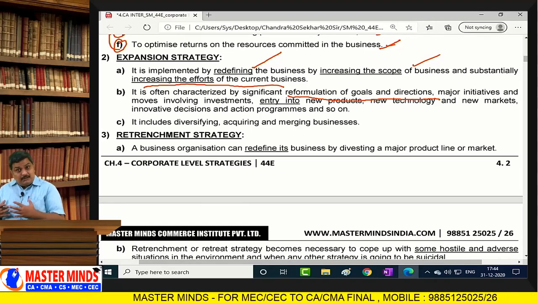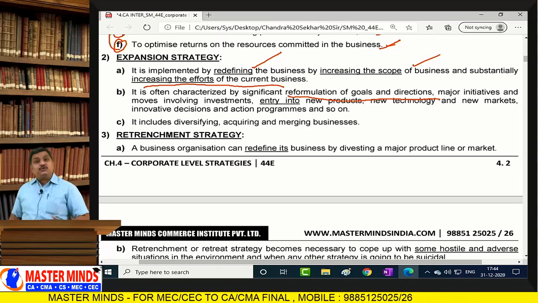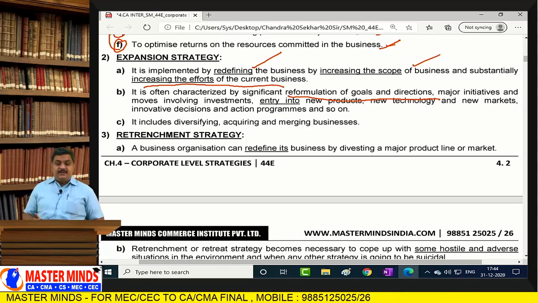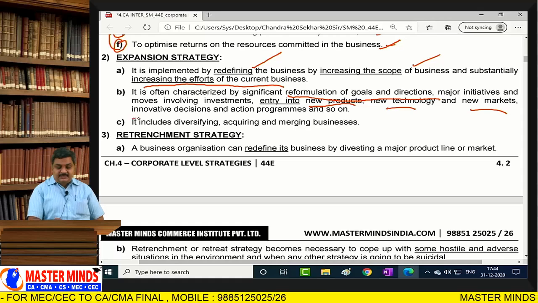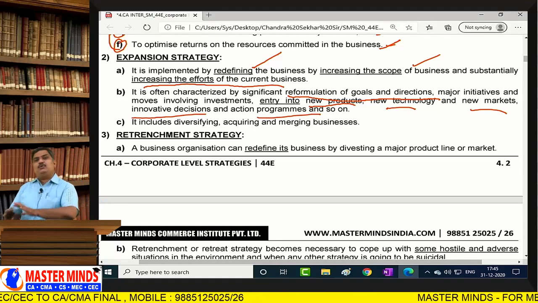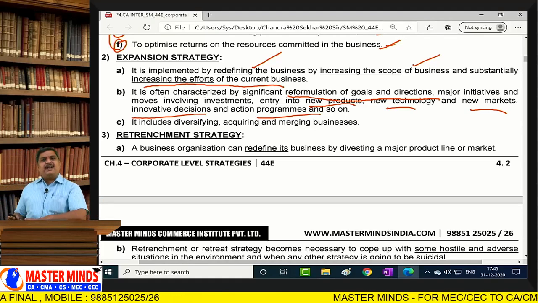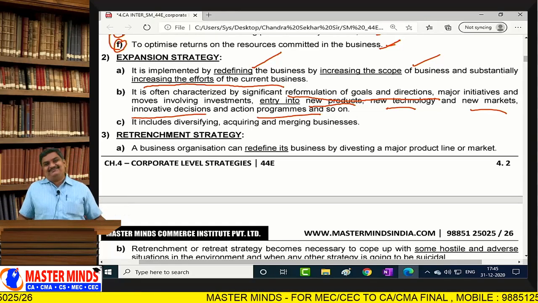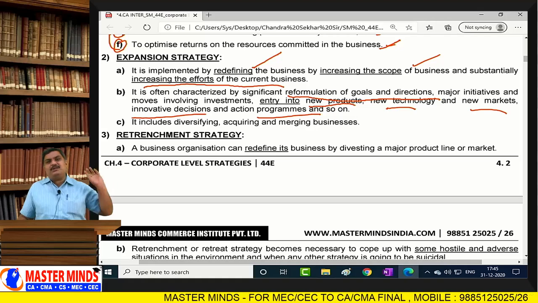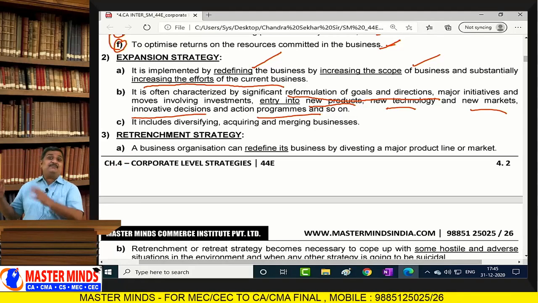I have to get new investments. I have to take big loans. A lot of new investment has to be made, and I have to enter markets with new products, new technology, new markets, innovative decisions, actions, everything new. New product, new market, new technology, new investment, new staff, new resources, new people, everything new. Expansion means new. Old means stability. What you are doing, if you want to keep on doing the same thing, it is stability. And if you want everything new, afresh, it is expansion.